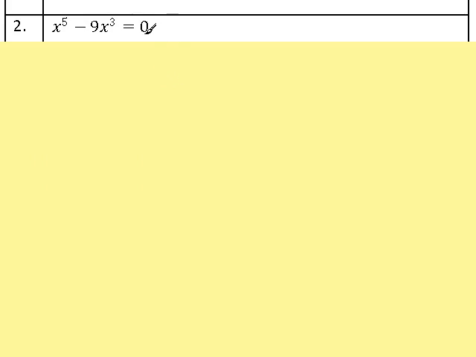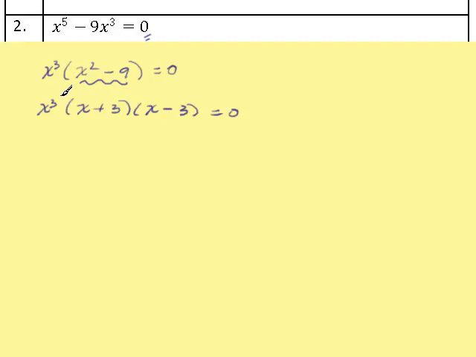In number 2, we have a polynomial, again, set equal to 0 on the right-hand side. So we're going to factor and set each factor equal to 0. We have a common factor here of x cubed. So let's just pull out x cubed, and we're left with x squared minus 9. And we can factor x squared minus 9. This is a difference of 2 squares, so this factors into x plus 3 times x minus 3. And now we're ready to set the factors equal to 0.